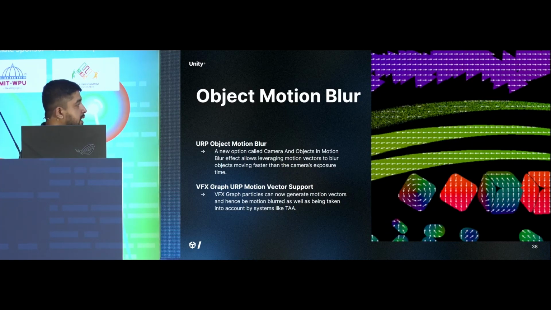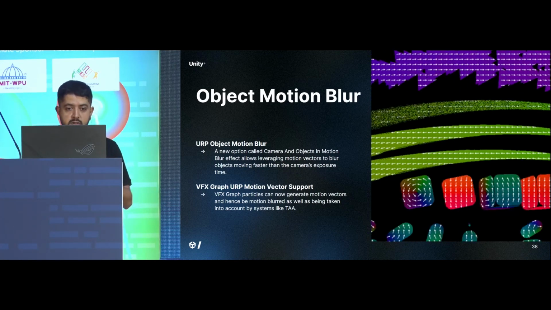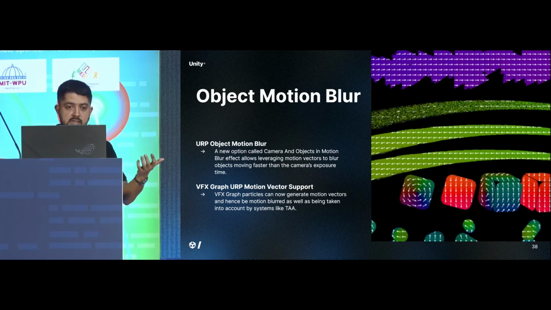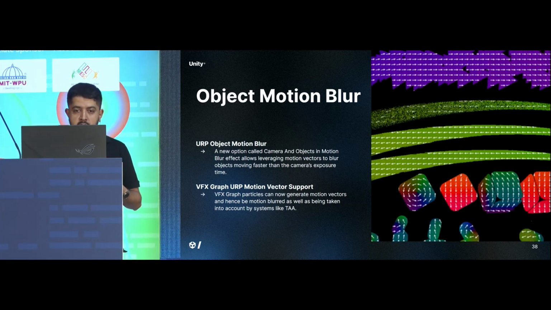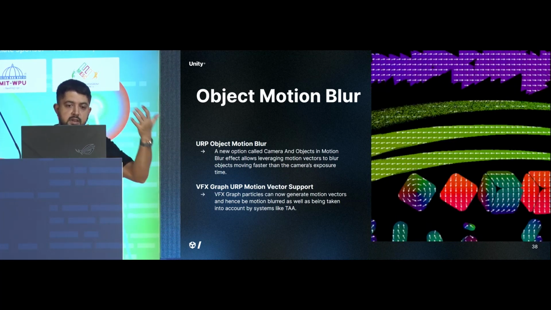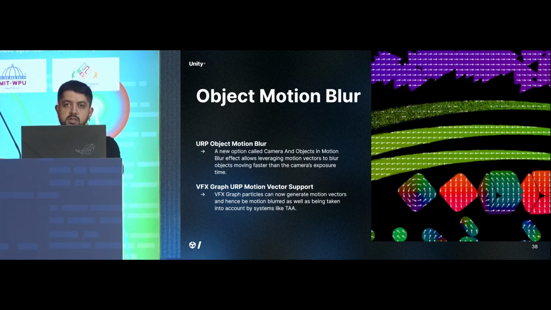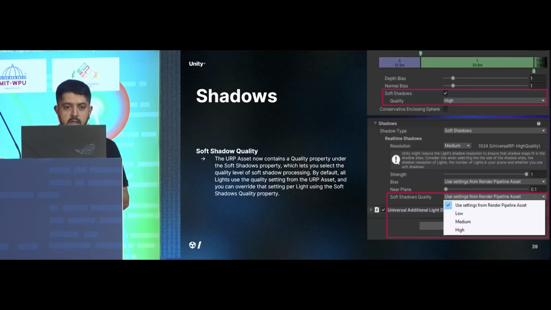Then we also have added object motion blur to Universal Render Pipeline. This works across moving objects as well as VFX Graph particles, because VFX Graph particles will generate motion vectors and they will be taken into consideration with TAA as well.